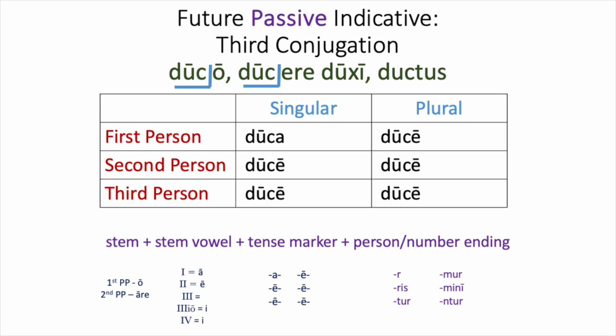This is where that long E is important, because the second person singular is going to be ducēris, slightly different from the present passive indicative second person singular ducēris. So that macron is important. You should make sure you notice it and include it in your chart. So ducar, I will be led, ducēris, you will be led, ducātur, it will be led, ducāmur, we will be led, ducāmini, y'all will be led, ducentur, they will be led.